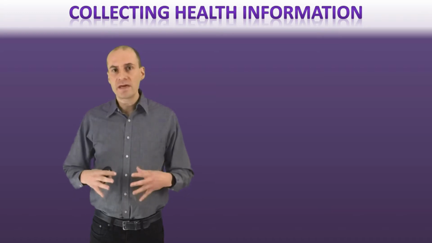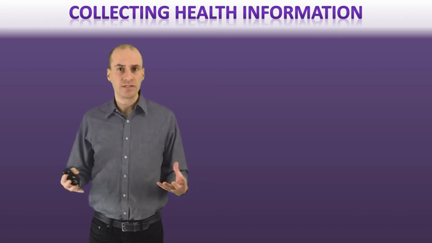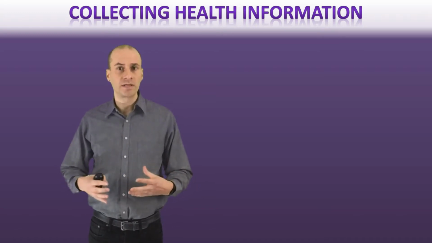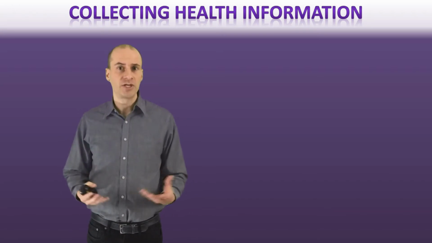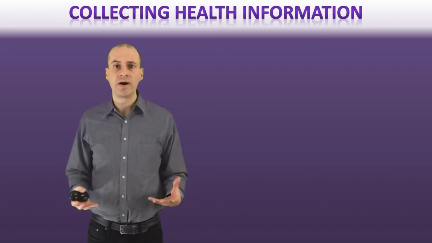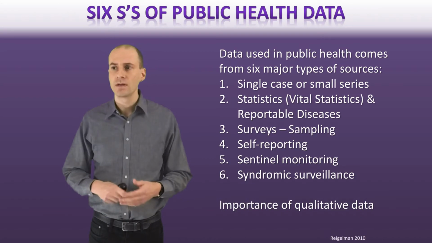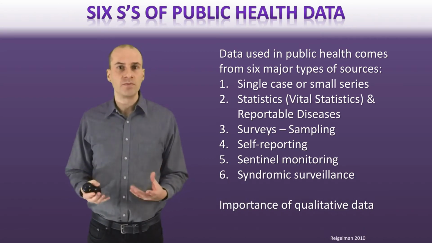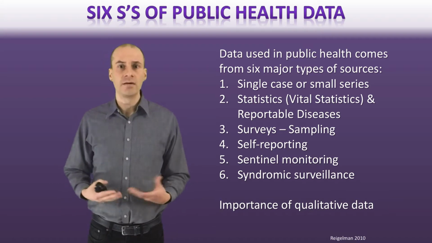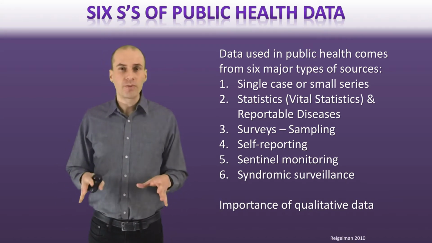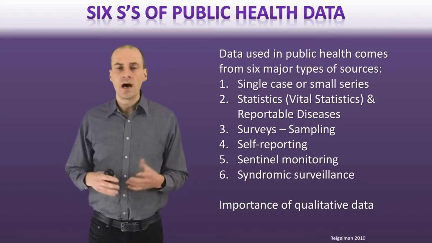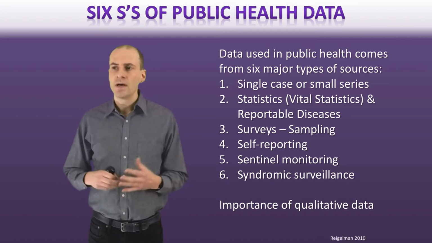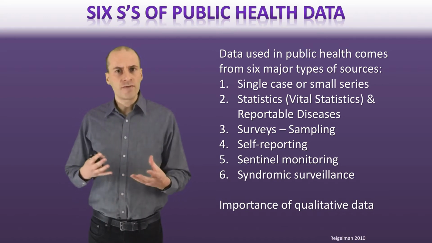So when we think about these types of questions, one of the main things that we want to consider is how do we get information? Where is this information about health coming from? Well, there's 6 major ways in which we collect initial data in public health. Now, there's a few other ways as well that aren't on this list, which we'll discuss a little bit further. But there's a few major sources.